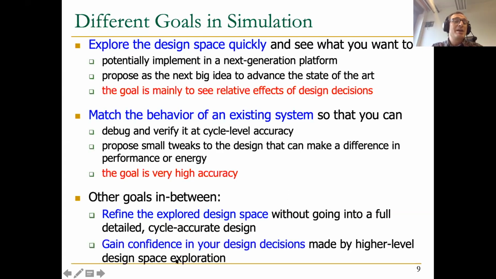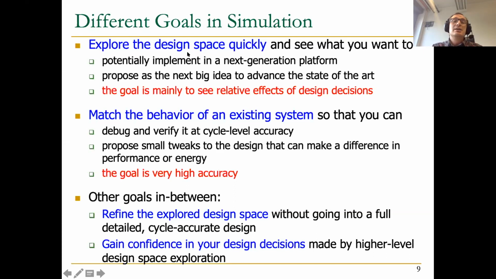And also, you may want to gain confidence in your design decisions made by higher level design space exploration. Then you may actually want to go into a little bit lower layers. Okay, you say, oh, okay, I have this design space exploration. It looks good, but let me try to verify it by going one more level down and implementing things a little bit more detailed. Maybe you don't go all the way down to matching the behavior of a potentially existing system, but you do a little bit more due diligence to actually be more accurate.